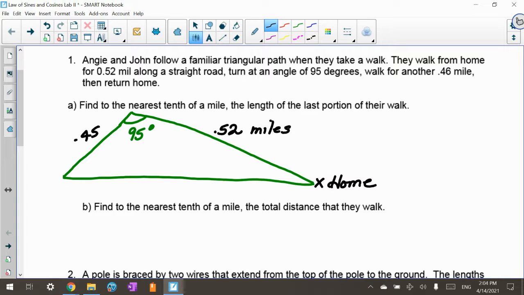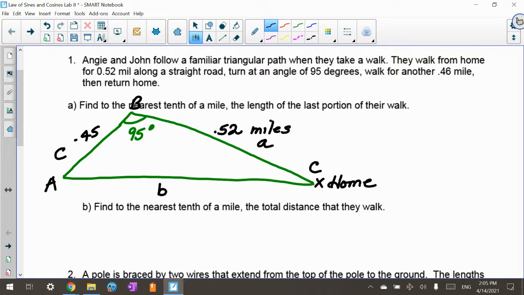It says find to the nearest tenth of a mile the length of the last portion. Okay, so they turn, and they go back home. So we're looking for this last part right here. If you want, you can call it ABC. So let's do A, B, C. And here's little a, little b, little c, okay?